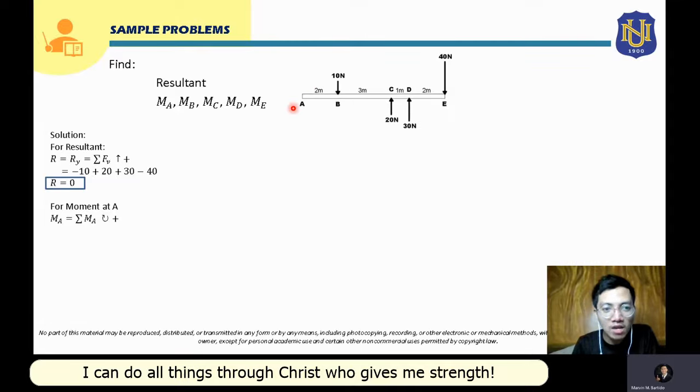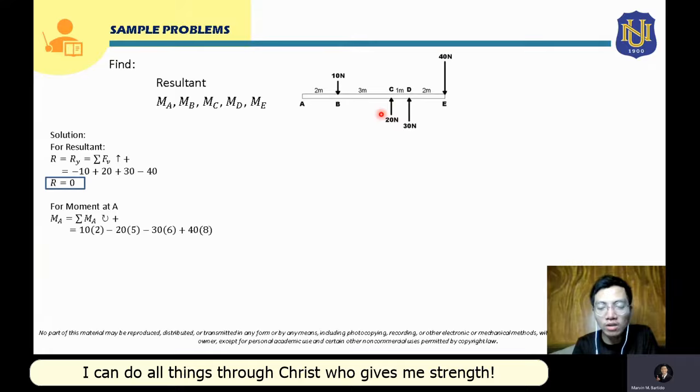So this will be point A. Clockwise will be the positive assumption. The first force here is 10 Newton, and it will have a clockwise rotation about point A, and it will have a 2-meter moment arm. So this will be 10 times 2, and since it is clockwise, it will be positive here.